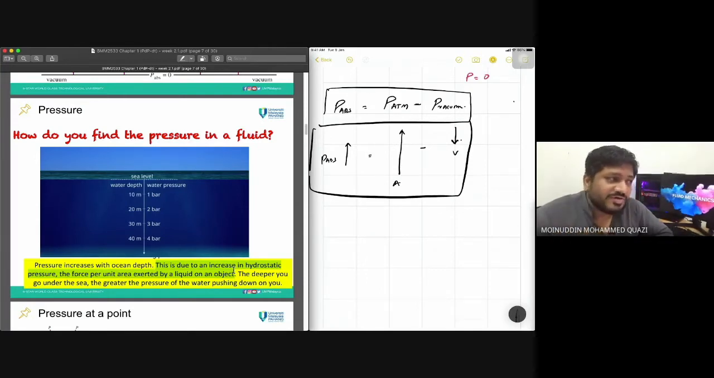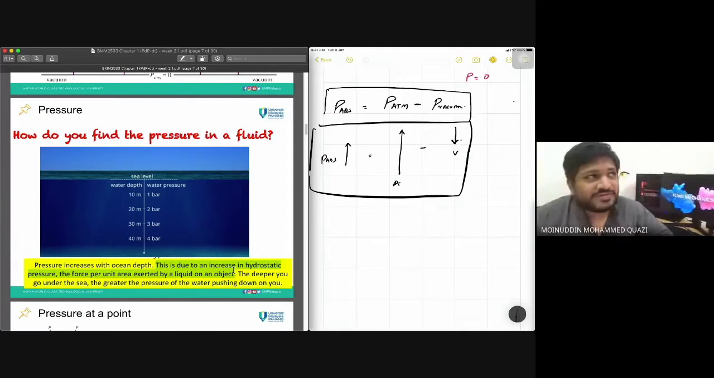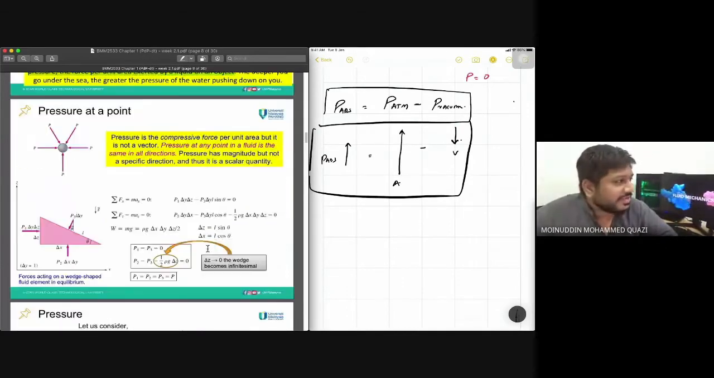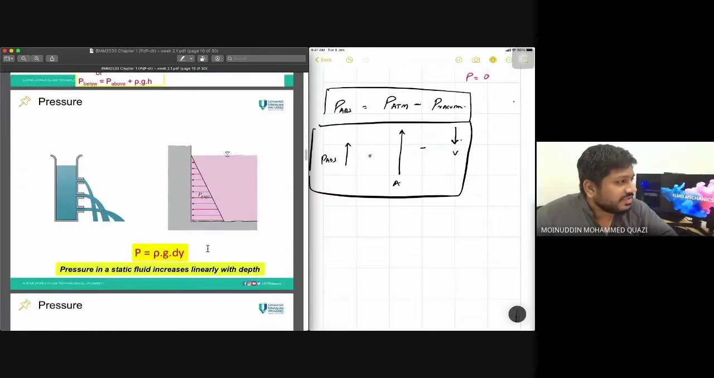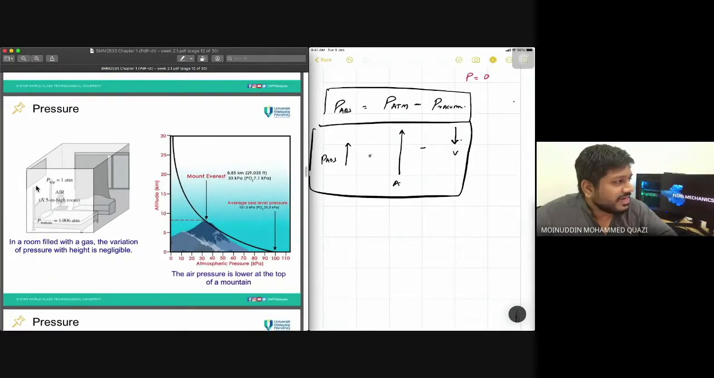For gases, the amount of variation of pressure with respect to height is very small. In this room, the pressure is almost equal. But if I fill this room with water, then the pressure is going to vary a lot. So let's take an example of Mount Everest. As you can see, we have one room. In that room, we have one atmospheric pressure. Now this room is 5 meters high. If we go down, the amount of pressure increase is very less, 0.006, negligible.